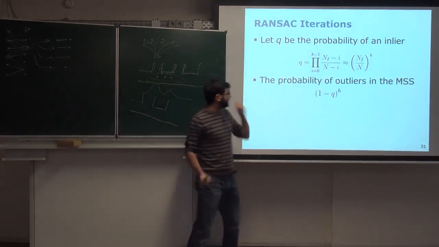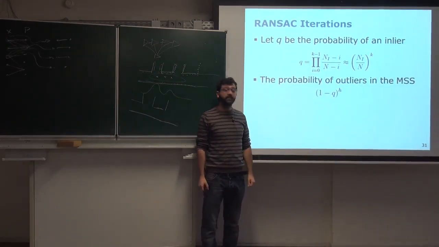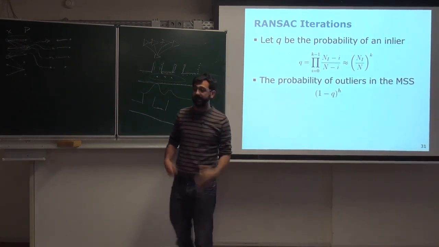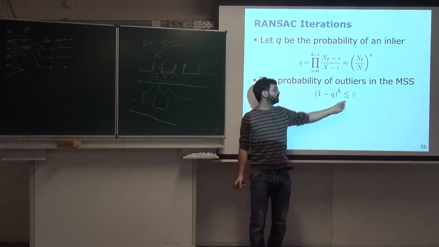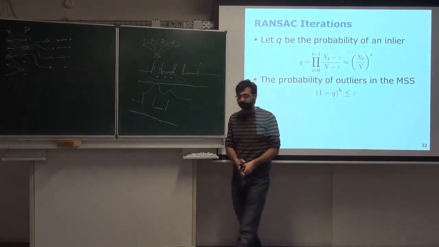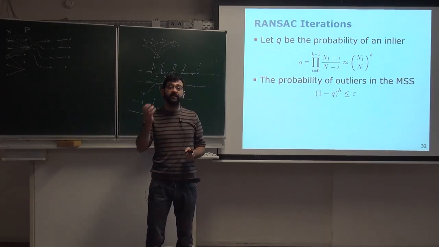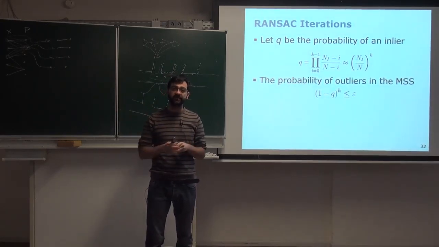If we have that, we can just compute the probability of the outliers in the minimal sample set. Okay, and since we want to have a minimal sample set which is free of outliers, we want to have this probability be less than a certain epsilon. Okay, so we say I want the probability of an outlier in the minimal sample set to be less than 0.05% or something like that.